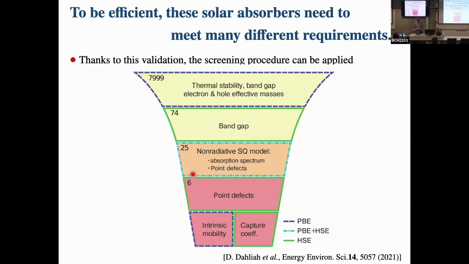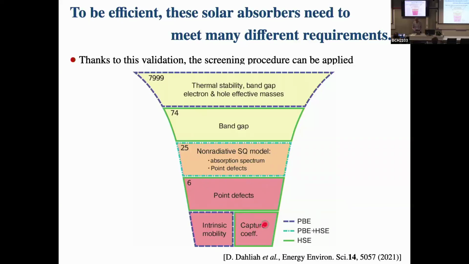For instance, here we look at the position of the point defects, computing it by doing a PBE corrected by HSE, and then further down we do the exact calculation with HSE, but with a reduced number of materials. You see that by reducing the number of materials as you go down the funnel, you can do more advanced calculations, and as a result you are more accurate. And so you can propose better results to your experimental colleagues.